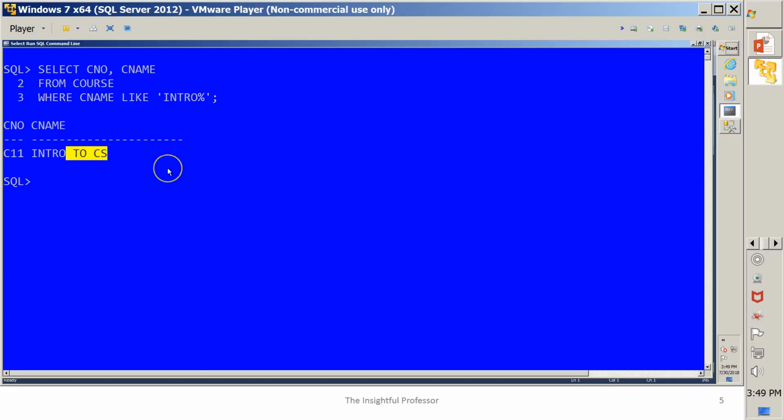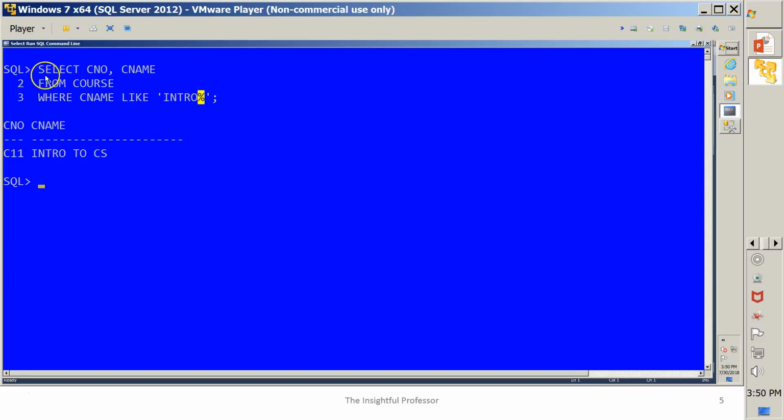It turns out, once again, that the percent sign could be considered a match even if there were no characters, an empty string. So if we simply had a course that was entitled Intro, that would match this pattern. If we had a course called Introduction to Computer Science, that would match as well. As long as the first 5 characters are precisely what we've included in the known portion of the pattern, anything after that is acceptable.